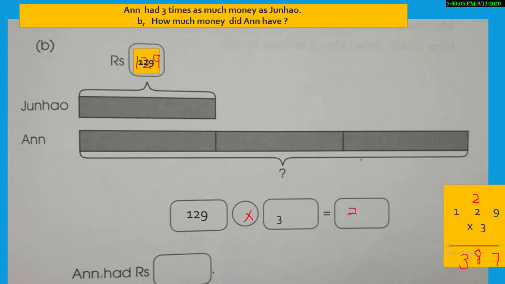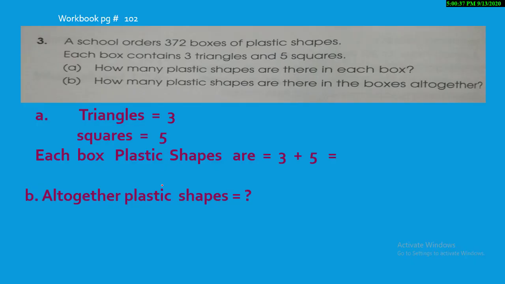These word problems are very easy and not difficult at all. Just understand it. Same answer will be here. See how easy this word problem is. Times is the word. Anne had 3 times as much money as Johavu. So 3 times is the word which gives us a clue to multiply. And previously for part A, less was the word which helped us. So my students, I hope you start enjoying these word problems. Let's move on to our next page.